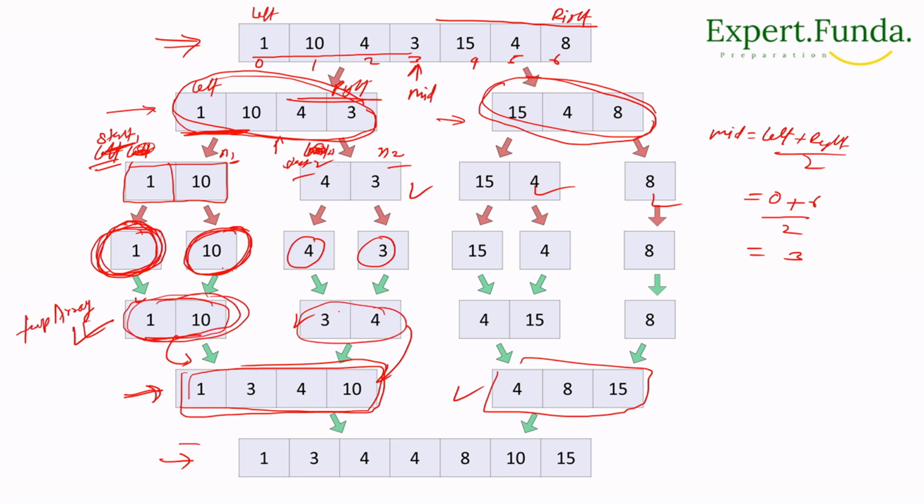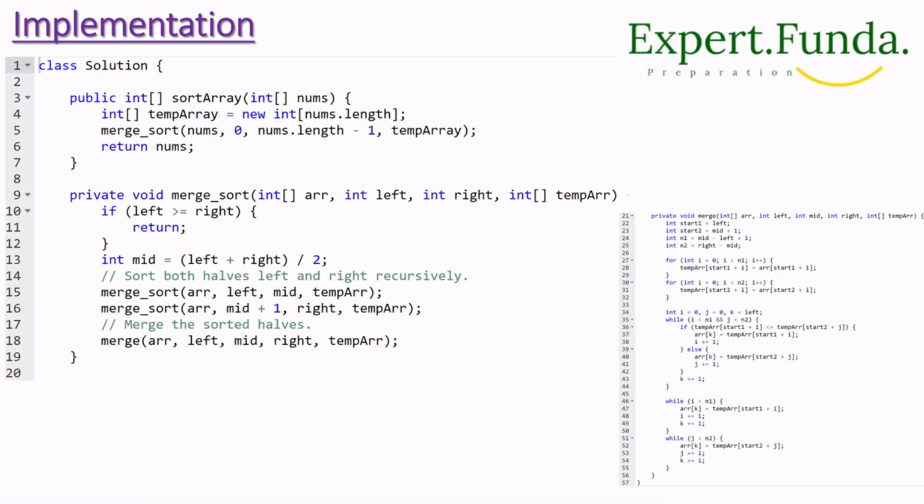So if you talk about the implementation, this is our class, and this will take nums. We'll take a temp array of the same size, and we'll do merge sort of our nums, the given array, and this is our left and this is our right, okay? And we will pass the temp array.